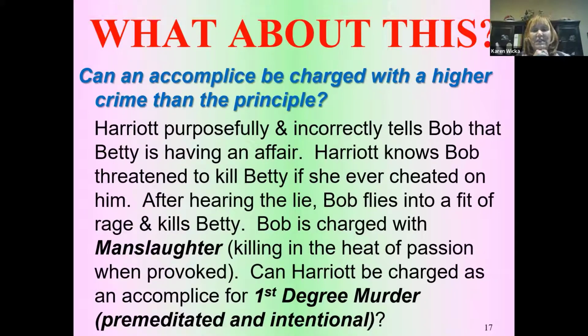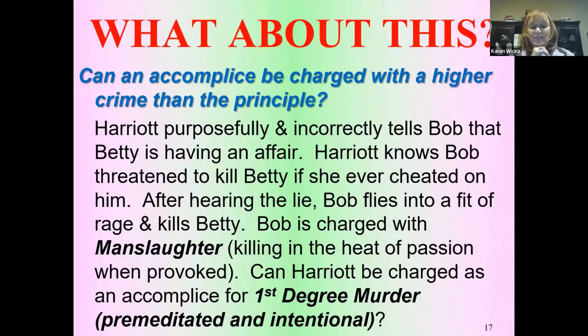Now, what about this? Can an accomplice be charged higher than even the principal would have been charged? Harriet purposefully and incorrectly tells Bob that Betty is having an affair. Harriet knows Bob threatened to kill Betty if she ever cheated on him. After hearing the lie, Bob flies into a fit of rage and kills Betty. Now, Bob is only going to be charged with manslaughter, which is a killing in the heat of passion when you're provoked. It's a lower level homicide because he reacted out of emotion, right?